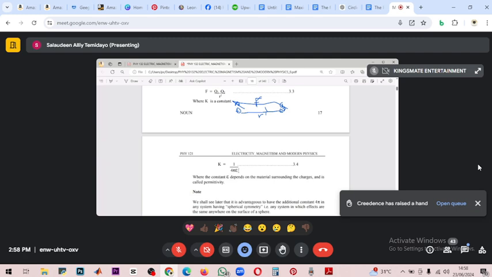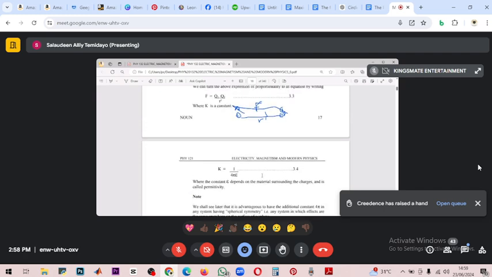If it is not free space, if it is in air, it will be the permittivity of air. The permittivity of air is 1.0005 times the permittivity of free space. They are approximately the same thing. So now for air, K is a constant. You know the constant will always have a value.